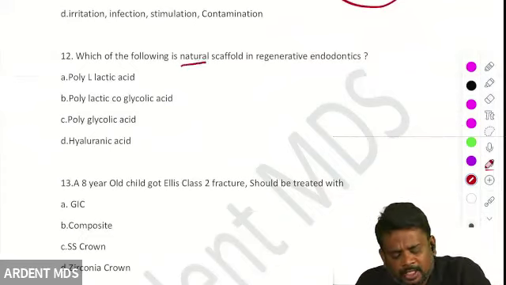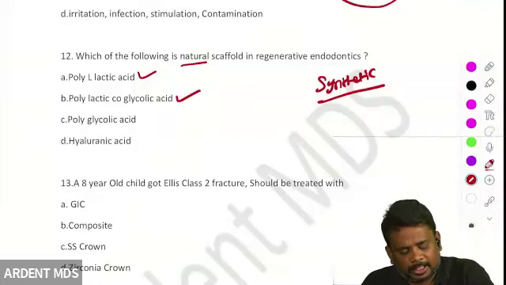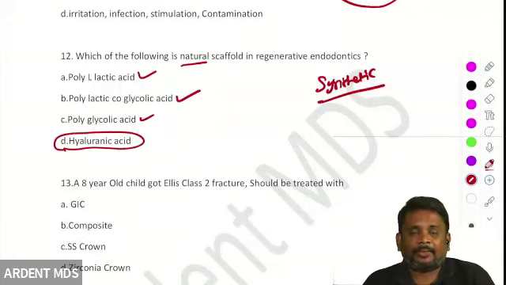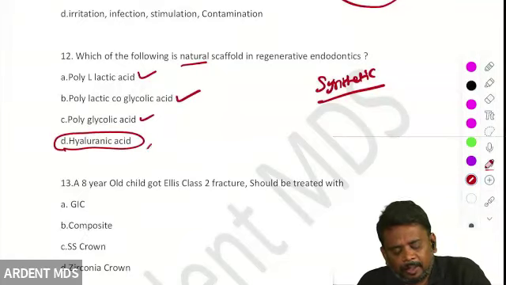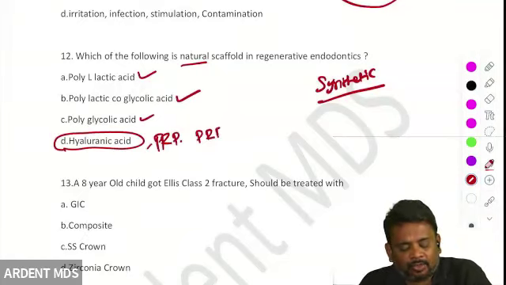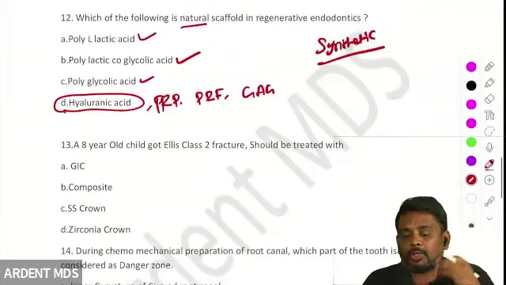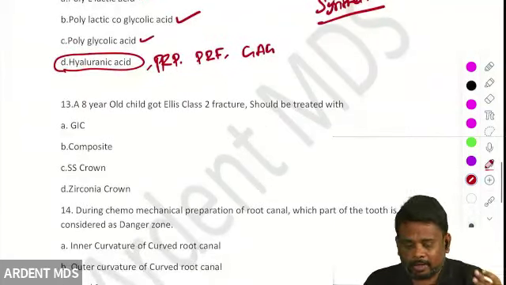So let's go for the polylactic acid. It is synthetic. Polylactic glycolic acid is also synthetic. Polyglycolic acid is also synthetic. But what about hyaluronic acid? Hyaluronic acid, PRP, platelet rich plasma, platelet rich fibrin, and GAG, glycosaminoglycans. All these are natural scaffolds. Okay, can be asked in your 2027 exam also.